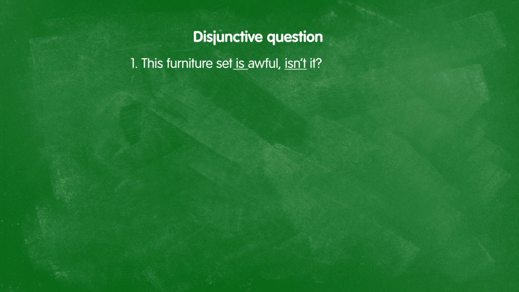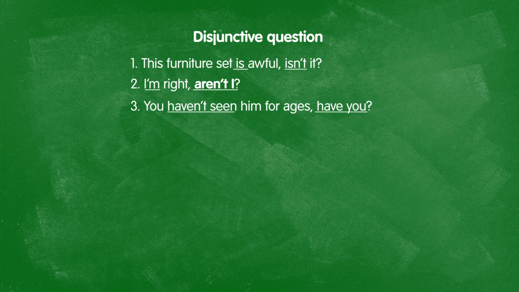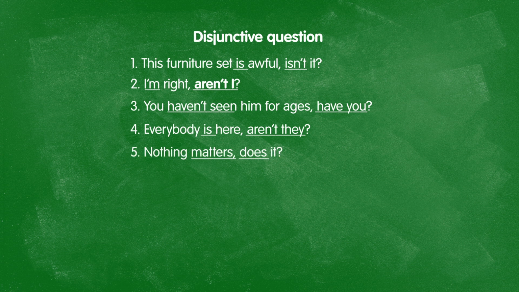For example, the furniture set is awful, isn't it? Or, I'm right, aren't I? You haven't seen him for ages, have you? Everyone is here, aren't they? And nothing matters, does it? Analyzing these sentences, you will see that the tag on the end of the statement is in the opposite mood of the preceding statement.